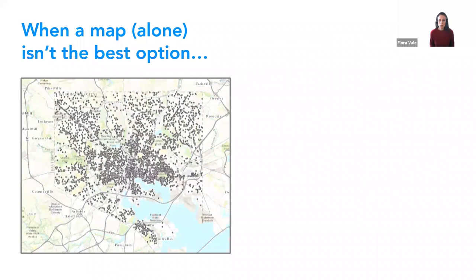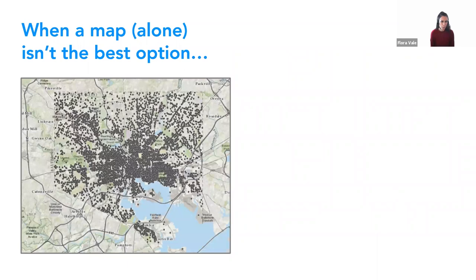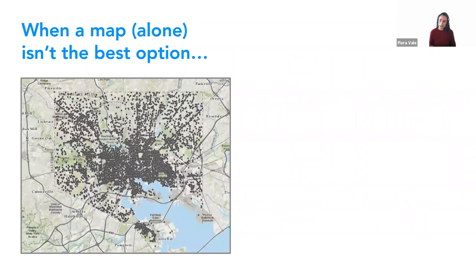And then lastly, when trying to understand temporal data, a map alone is usually not the best option. So here I have a map showing change in 911 calls in Baltimore over time. And you can kind of just see that animation flashing points on and off. And I don't know about you, but I don't think I know anything about how those calls have changed over that time by just looking at this map. So something like a line chart would be a great addition to help us really understand those changes.